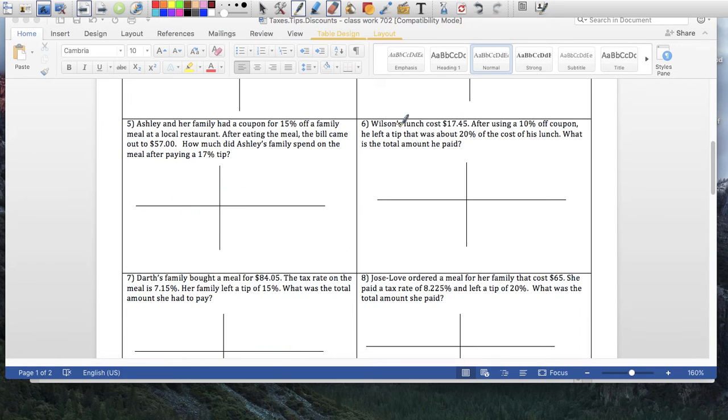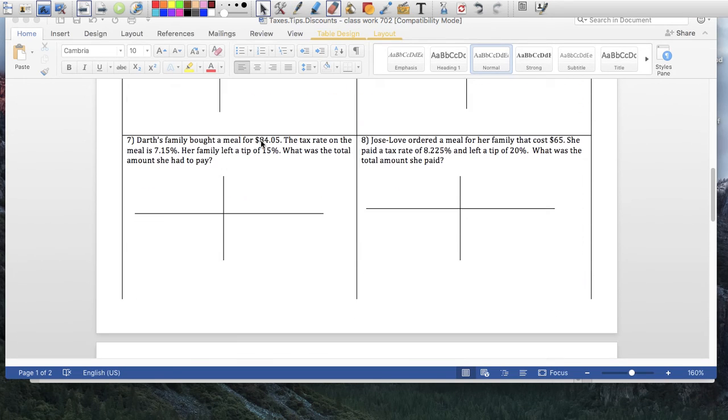$10 coupon. The tip was about 20%. What is the total amount? Lunch cost $75. After using a $10 coupon, he left a tip that was 20% of the cost of lunch. What is the total? Okay, so this is the same. So I'm not going to do number 6 because it's the same as number 5.